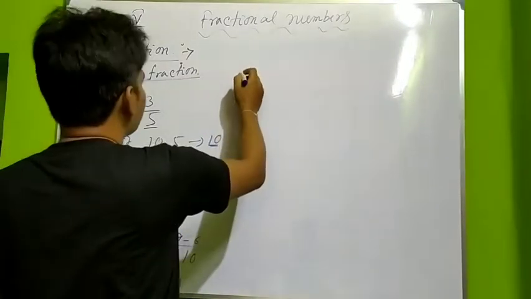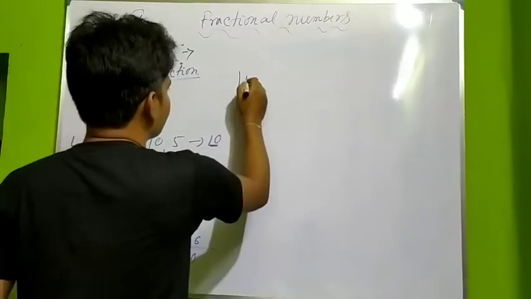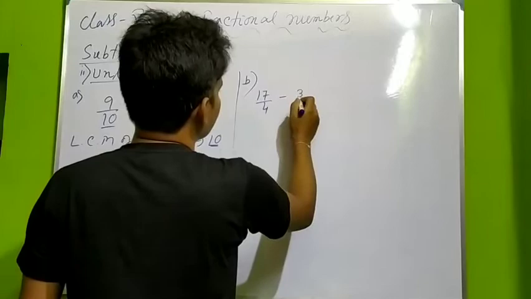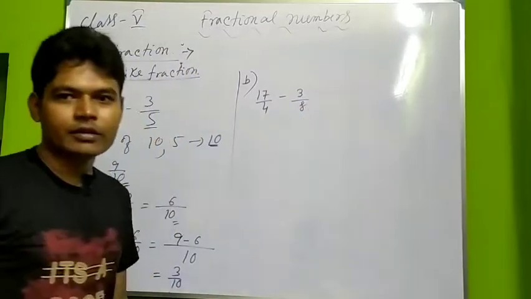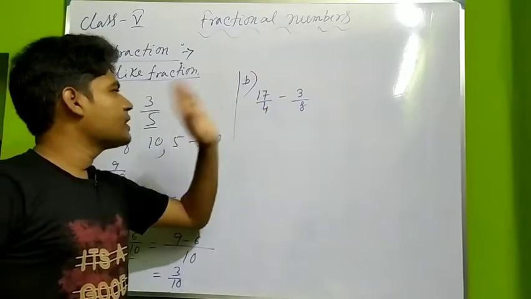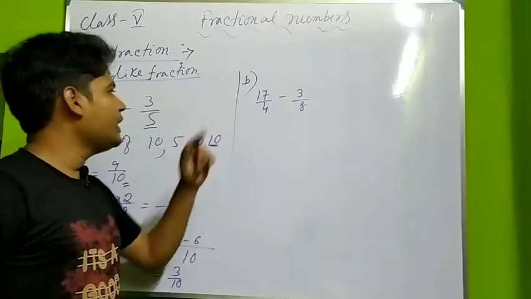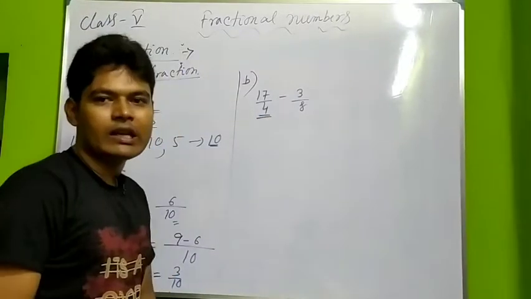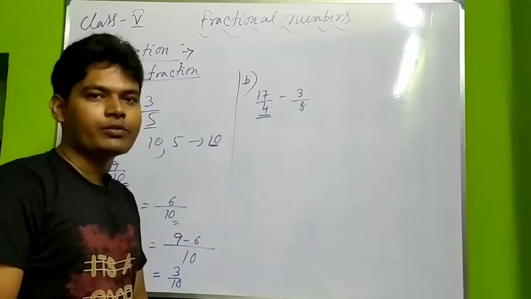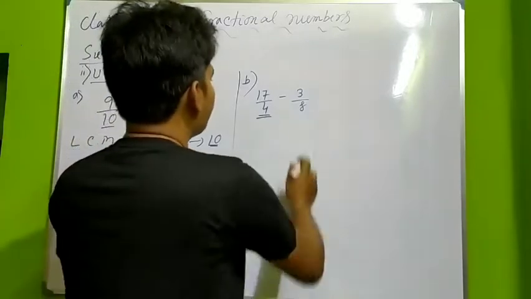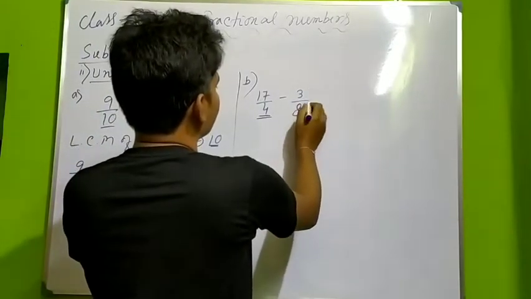Now you come to the B number. 17 by 4 minus 3 by 8. Now in this case, this one is written in improper form.